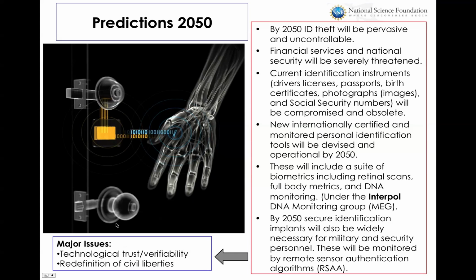And then over here we summarize the two major issues, one of which is technological trust and verifiability of these things. You know, how reliable are they going to be? And of course the second one is what it does for civil liberties, a kind of redefinition of civil liberties. So this is what one quad chart looks like. It has nothing to do with coastal zone management and coastal policy, but this is what we did.